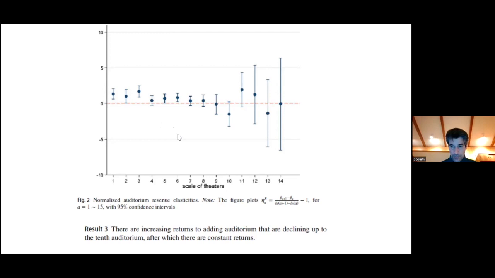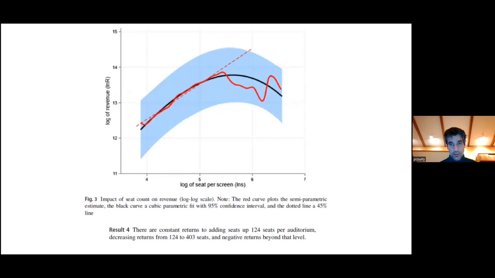And then if I go here, it's with seats. I do a similar thing with seats. Here I have the log of seats per screen, and here I have the log revenue. So you see we do different things. The dashed line is the linear approximation. The solid black line is a quadratic estimation, and the solid red curve is a completely nonlinear estimation.